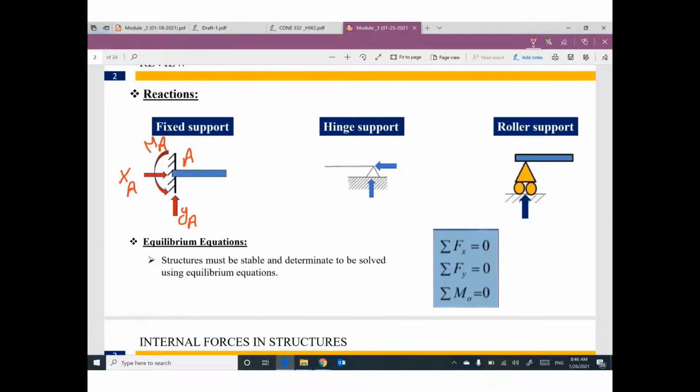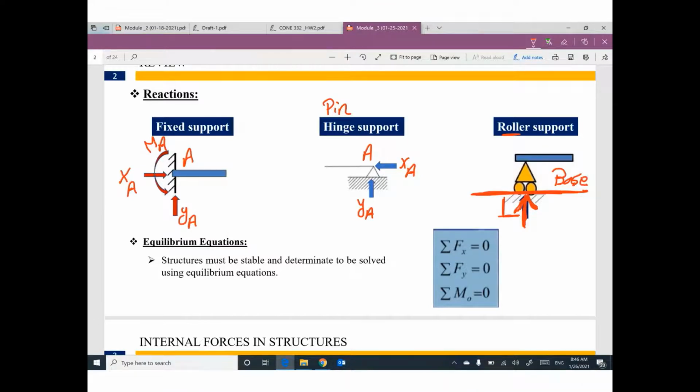We have hinge or pin support. We have two reactions: one vertical reaction as a force, one horizontal reaction as a force. The third support is called roller support. We have only one reaction. Do you remember what was the direction of this reaction? It's not vertical or horizontal. This reaction is perpendicular to this piece of the roller.